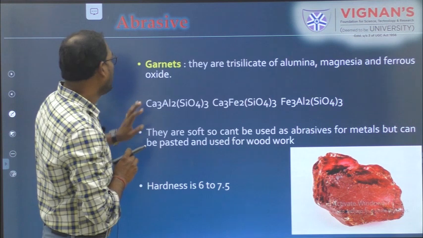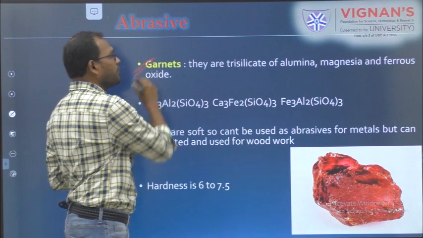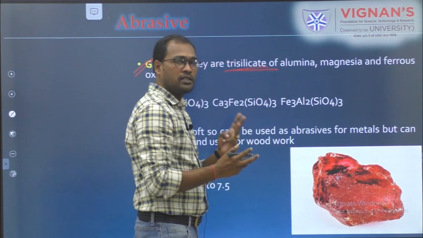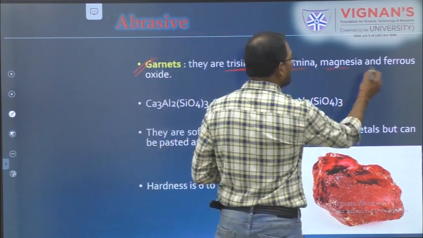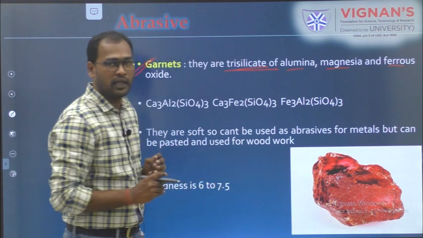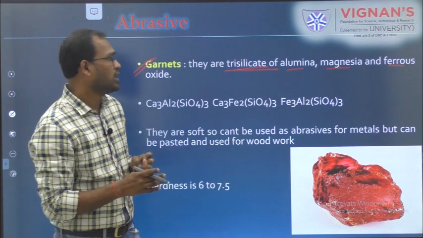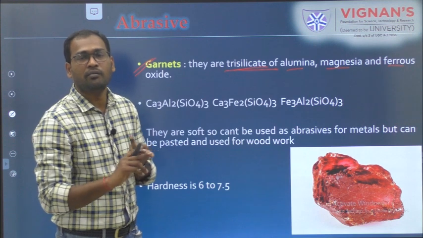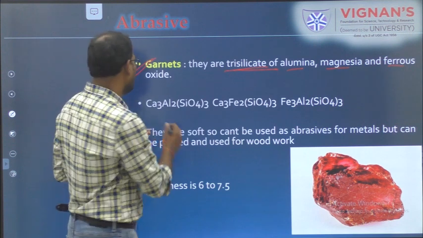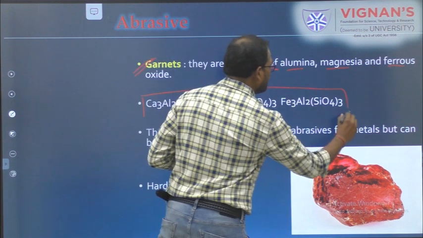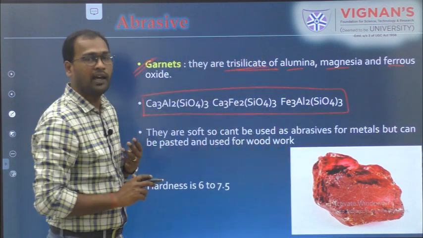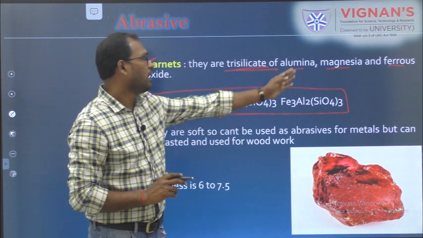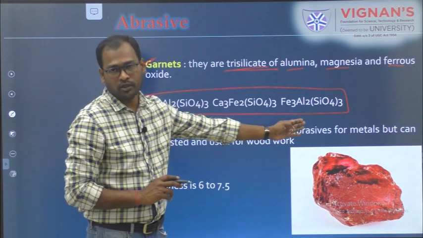So, moving forward, the next one is garnets. They are trisilicates of alumina, magnesium and ferrous iron. So, they are trisilicates of these three materials. It will have alumina, it will have magnesium, and it will have iron. So, this is the molecular formula for garnet. There will be a change in the composition. You can have magnesia, magnesium oxide, also in this one.